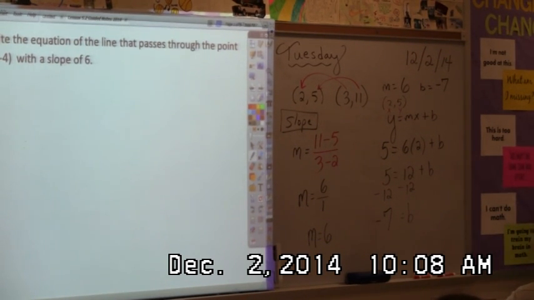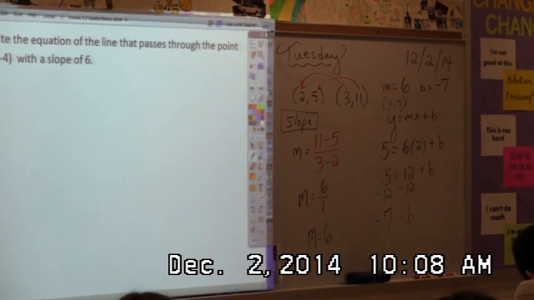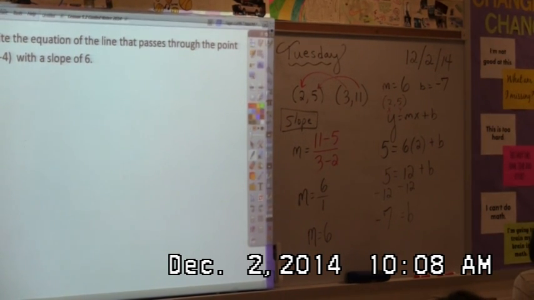Do you remember writing a final answer for number 1? What was your final answer on number 1? On your paper. Did you circle it? No. Do you have a final answer? No. Okay. Ready? Y equals 6 times x. Good. Circle it. That's the final answer.